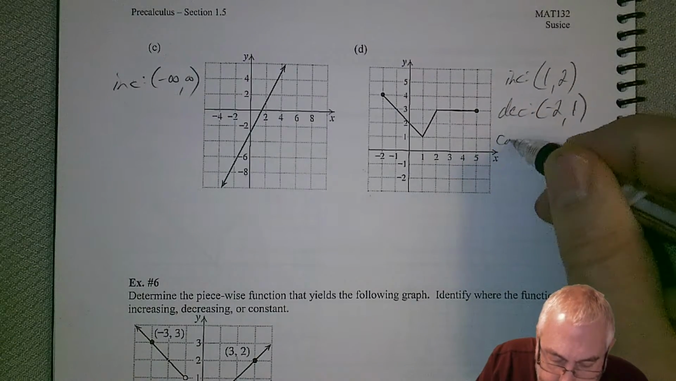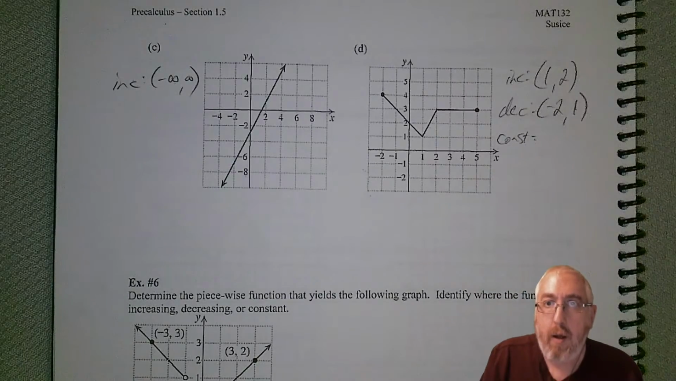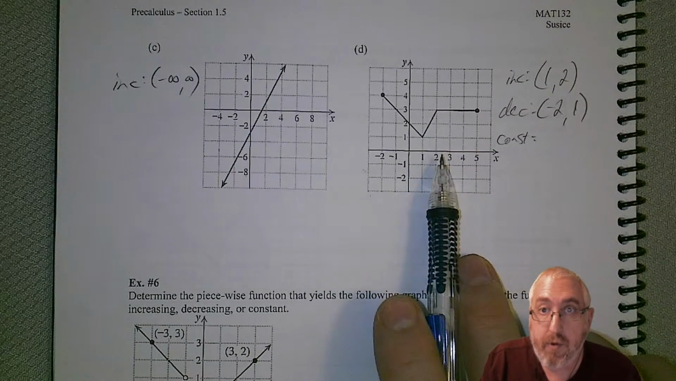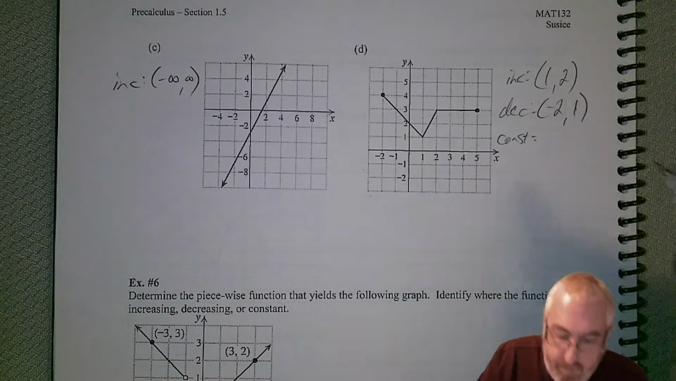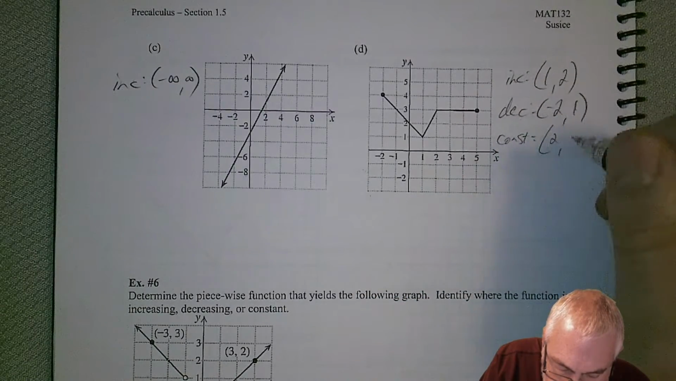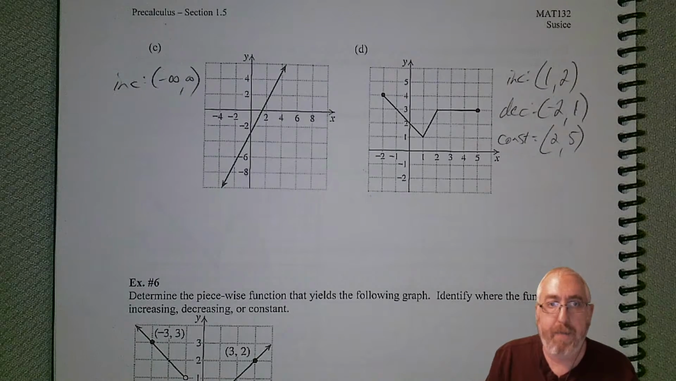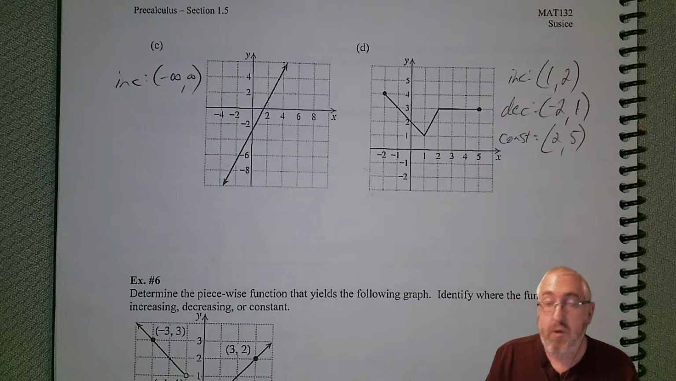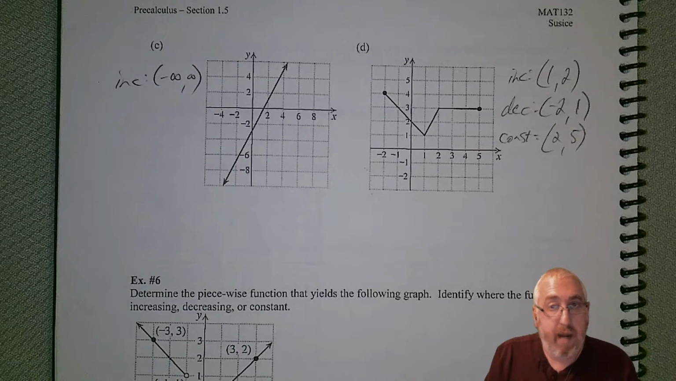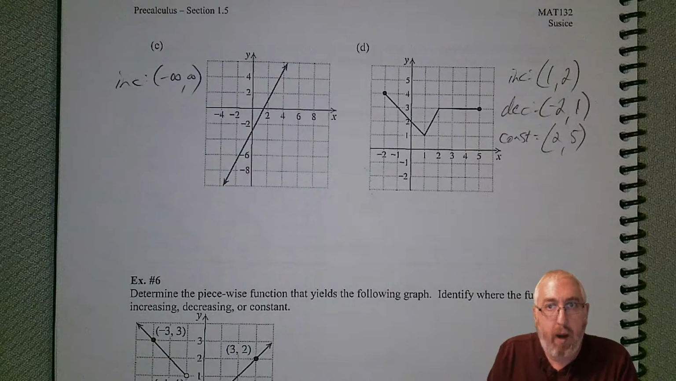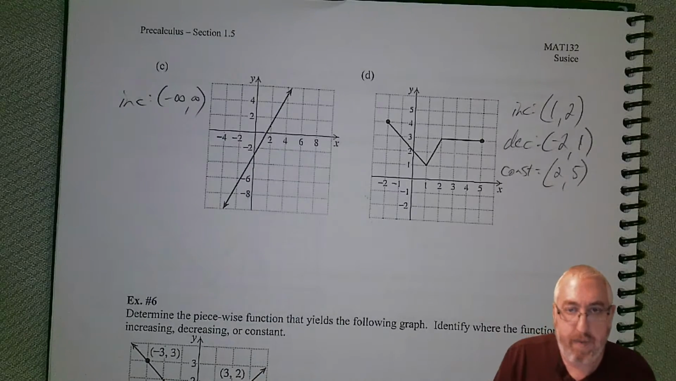And then finally constant. Well, right in here, right between these two, so from 2 to 5. All right. So those ones are pretty nice. You just got to be careful. Think of it in terms of the x's, not the y's. The y's are not important for increasing, decreasing, just the x's.